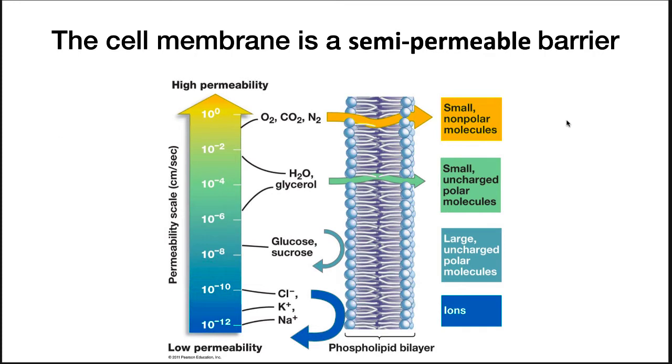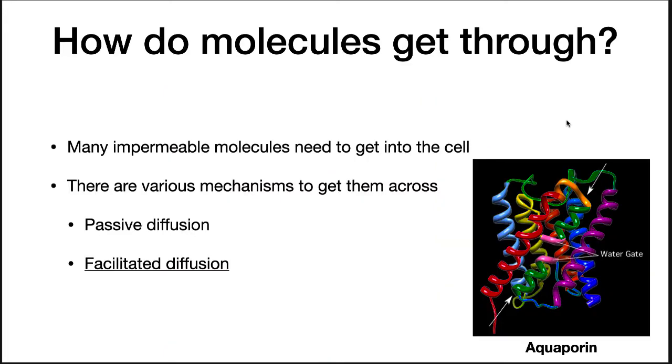As a compound gets larger, for example glucose or sucrose, it has greater difficulty getting through. Finally, the least permeable compounds are charged molecules such as ions. Things like glucose, sucrose, and ions will need gates to get through the membrane at any kind of reasonable rate. The cell needs to get some of these molecules across the membrane. How is this accomplished? For gases, they simply pass through the membrane in a process called passive diffusion.